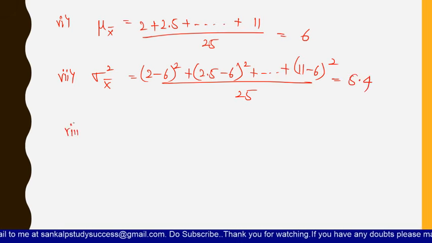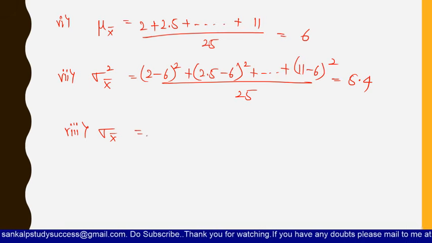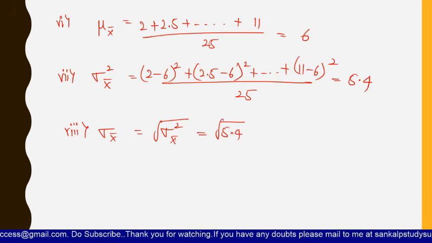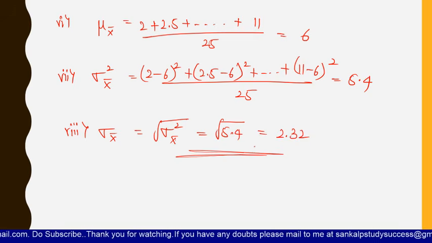So here, the eighth one is the standard deviation of x bar. This is very easy because you have to just take the square root of the variance, which is equal to square root of 5.4. Square root of 5.4 is nothing but 2.32. These are the values of the second solution. This is very important, and you have to solve it because you may get it for a long answer. It may be for 7 marks or it may ask for 10 marks also.